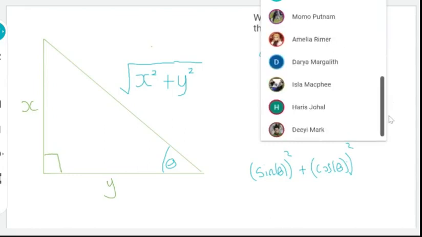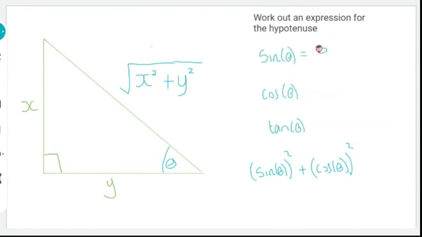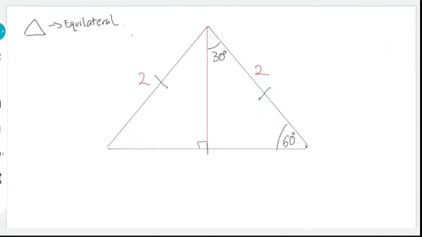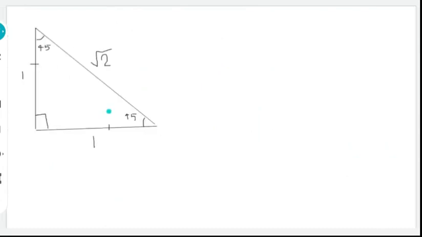So there's quite a lot going on on this Jamboard. Ooh, lovely. I'm loving this. 30 degrees, 60 degrees, 2, yes. The 1, 1, the root 2, yes. Loving that, the 45 degrees.